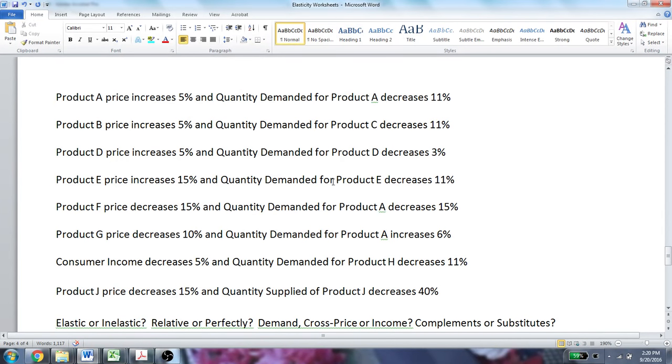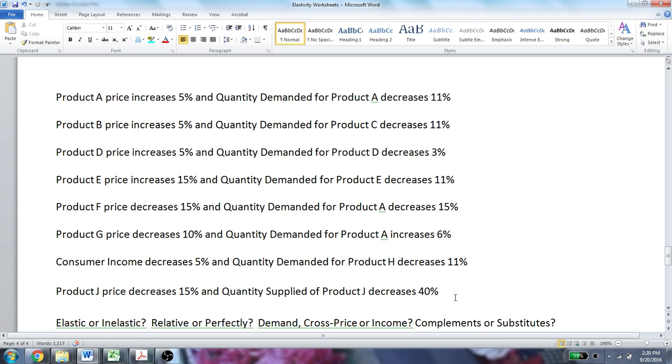Hello everybody, I want to help you make sense out of this. So here we're going to find out whether we're talking about elastic or inelastic, relative or perfectly elastic, demand, cross price, or income elastic, and whether under the case of cross price elasticity, whether we're talking about complements or substitutes.